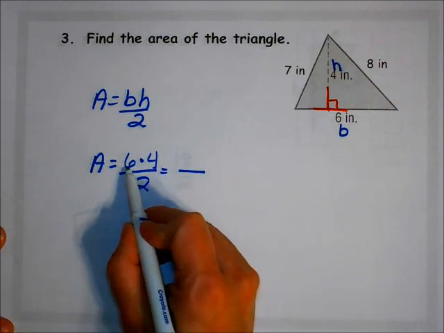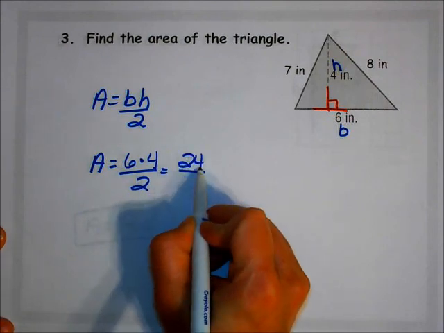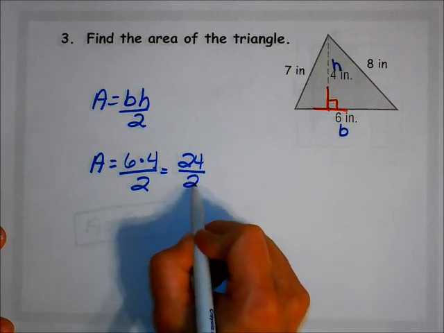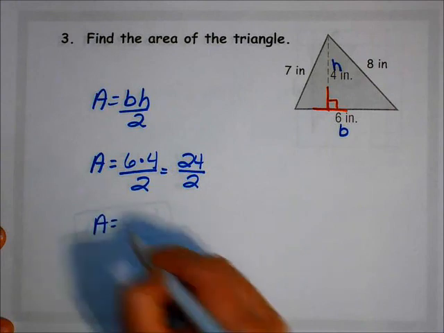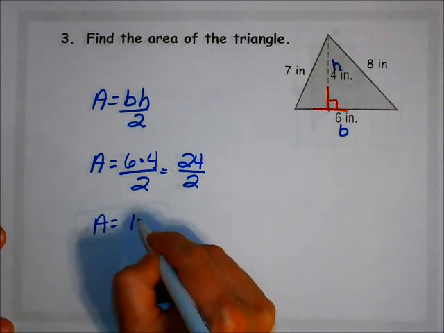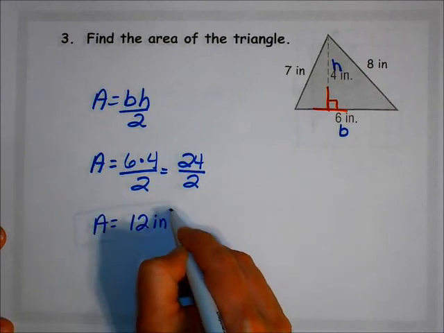Then I multiply. 6 times 4, 24. 24 divided by 2 is 12. So the area of my triangle is 12 inches squared.